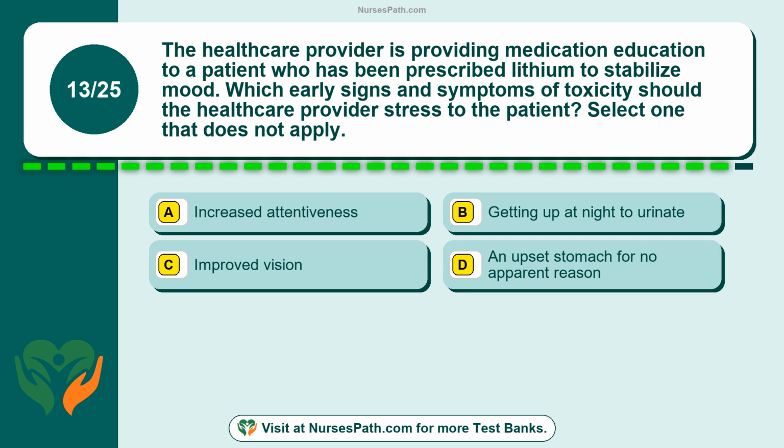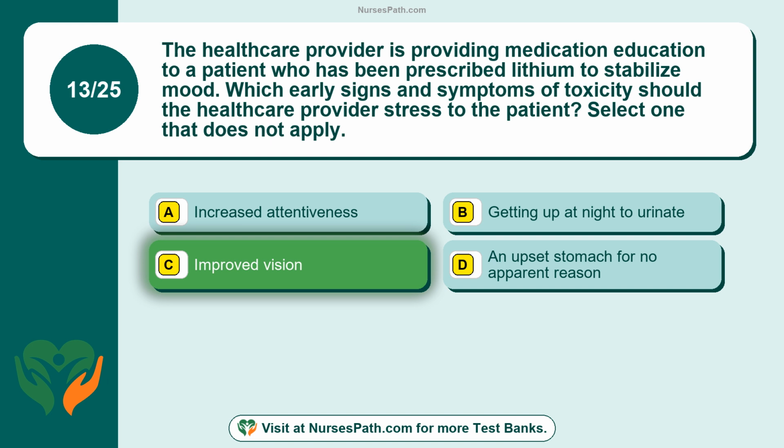Question 13. The healthcare provider is providing medication education to a patient who has been prescribed lithium to stabilize mood. Which early signs and symptoms of toxicity should the healthcare provider stress to the patient? Select one that does not apply. Option A, increased attentiveness. Option B, getting up at night to urinate. Option C, improved vision. Option D, an upset stomach for no apparent reason. The correct answer is option C, improved vision.